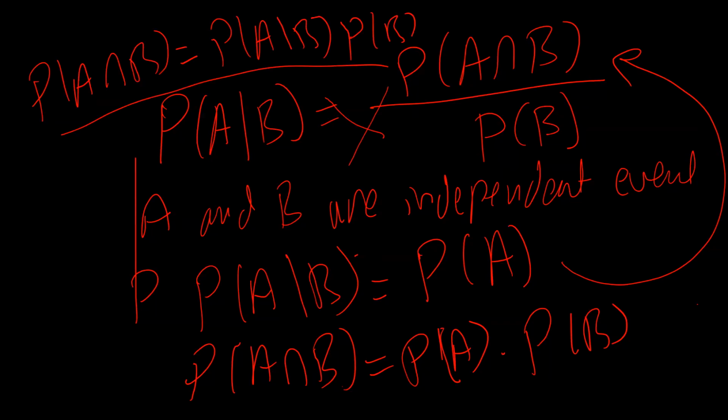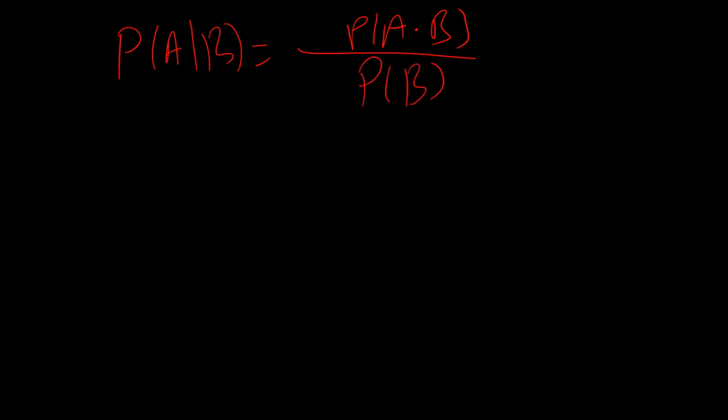The second property that we can observe from this equation: remember that probability AB is the same as probability of A and B. So just for simplicity, we will use AB divided by probability of B.